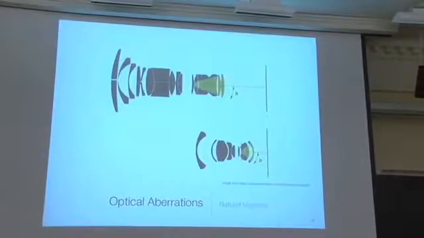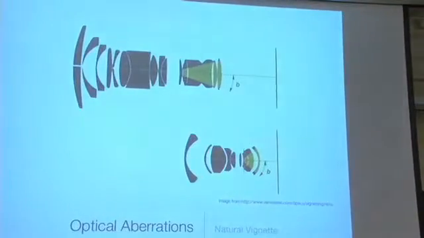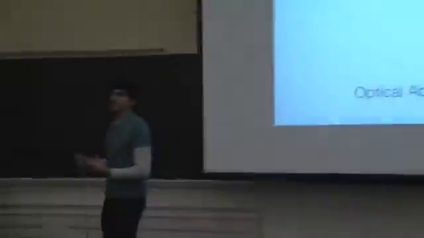Natural vignette, this is a physical property of light. So if your lens naturally vignettes, then there's nothing you can do. No amount of stopping down is going to be able to help you.